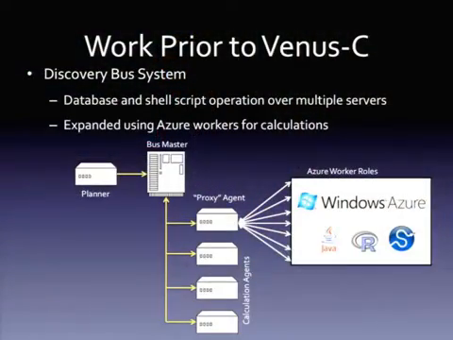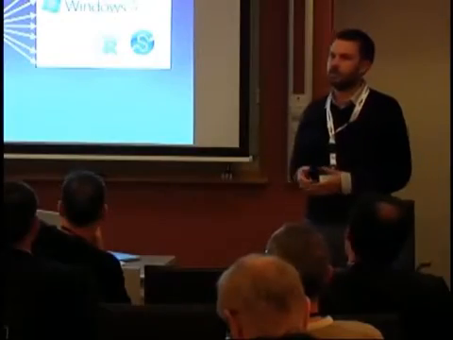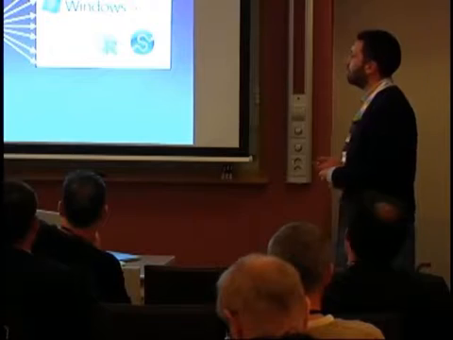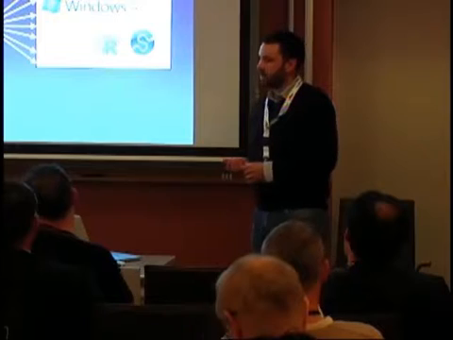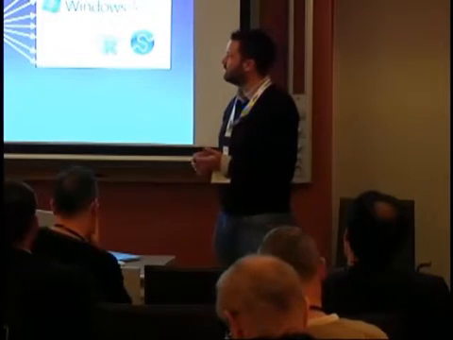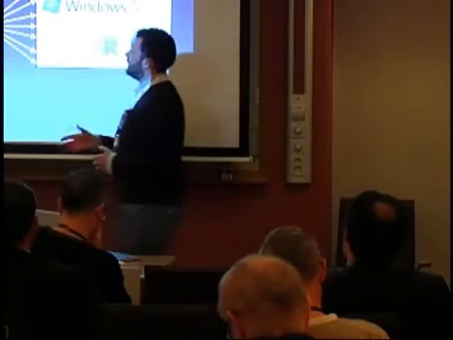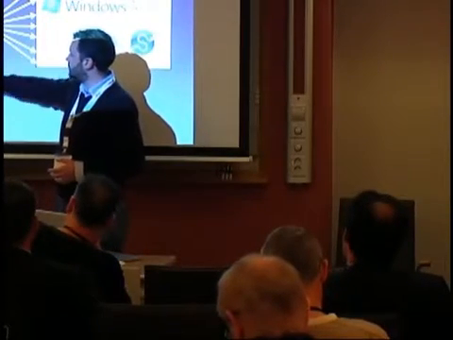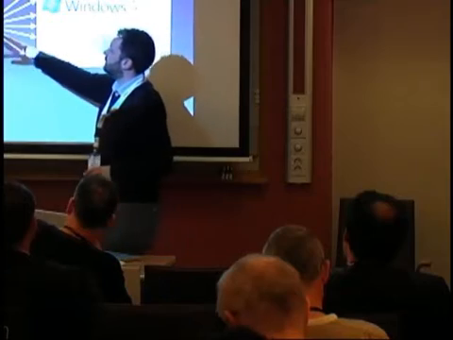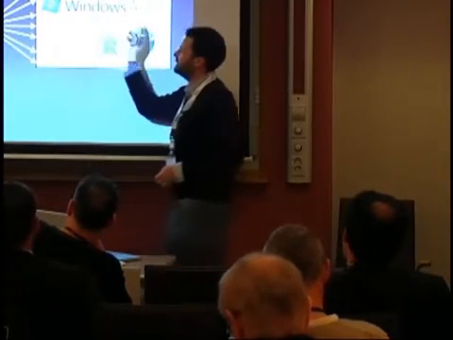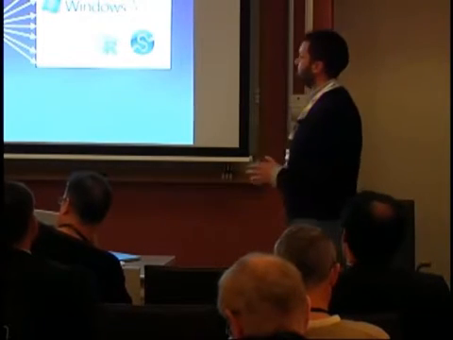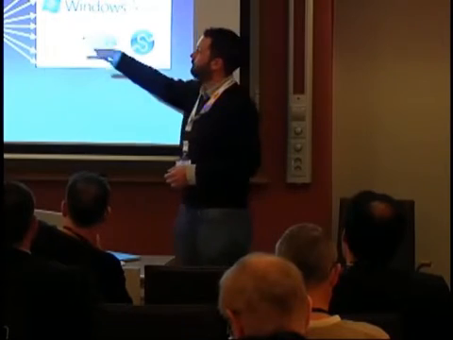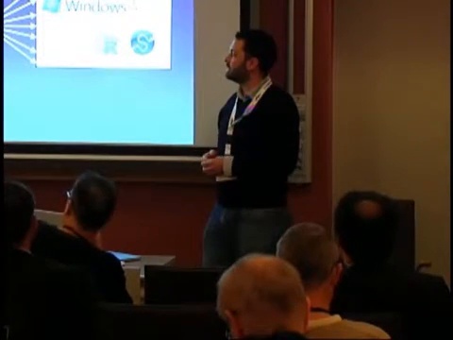So what did we have before we started with VENUS-C? Well, we were working with some people who had a legacy system for performing this operation called the Discovery Bus. And it was built on an Oracle database, and we changed it slightly so that the Oracle database, instead of feeding local servers to do the computation, we created a proxy local server that actually shifted the work to Windows Azure. And we had a bunch of worker nodes in Azure that crunched the data, and then everything went back into the bus master, the main database.